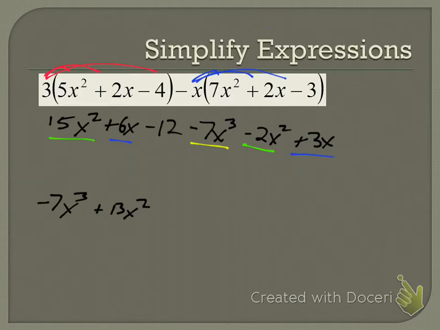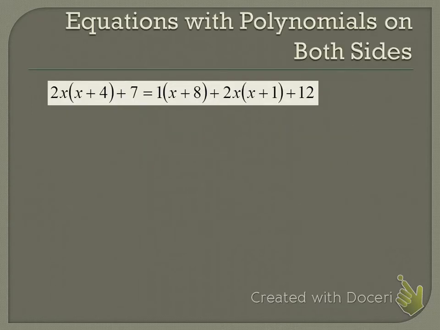6x and 3x gives you 9x. And then negative 12 all by its lonesome. To do this one, we're going to pull a whole bunch of algebra out of our toolbox.